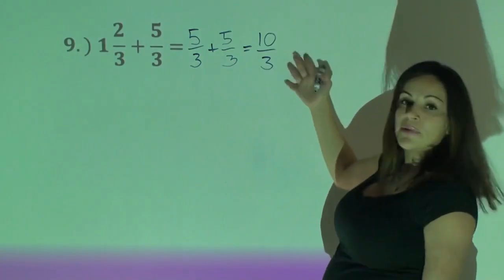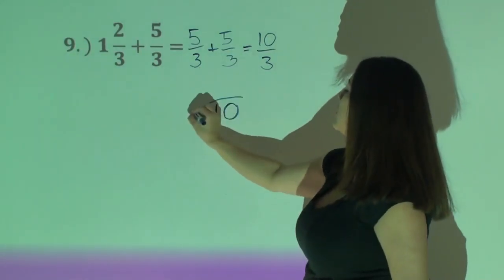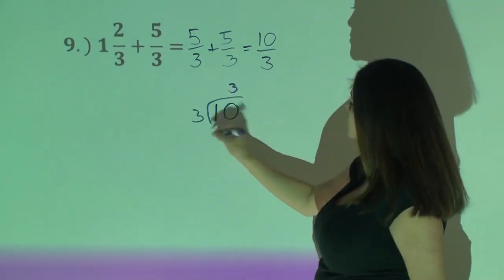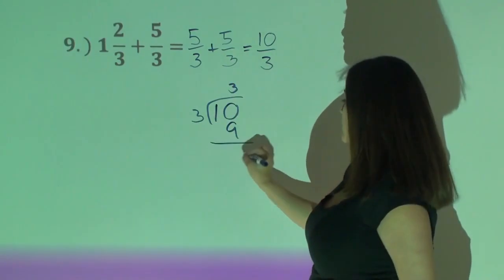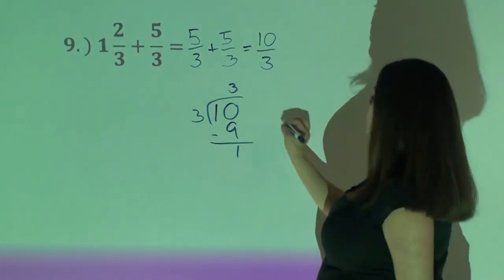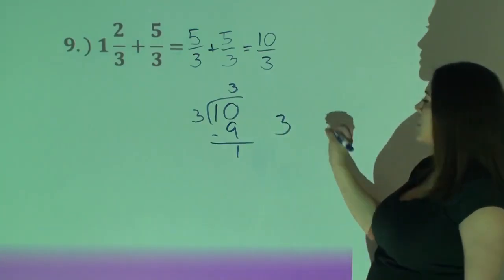And here we have an improper fraction, so we just need to divide. 3 goes into 10 3 times. 3 times 3 is 9. We're left with a remainder of 1. So our final answer is going to be 3 1/3.